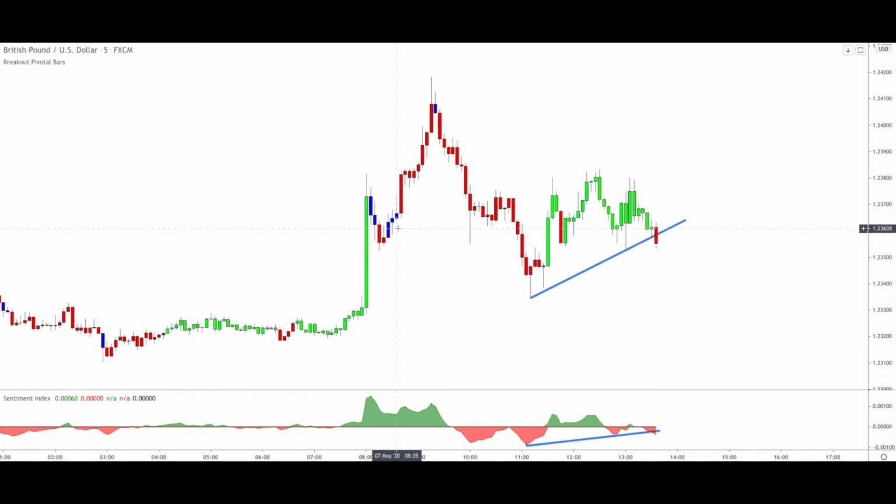But the point here is that the price went up with red candles, and at the same time the sentiment index, which popped right here, then started to trend down. So this was a great indication that the upward movement was not sustained by anything, and the price would eventually fall, and it went down.